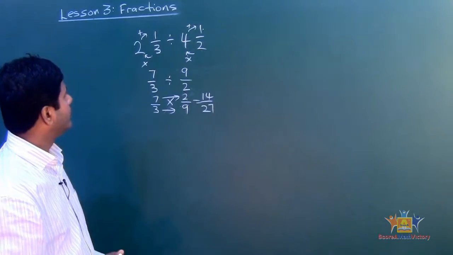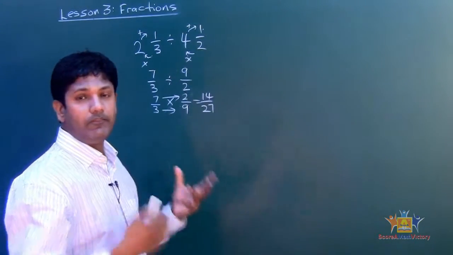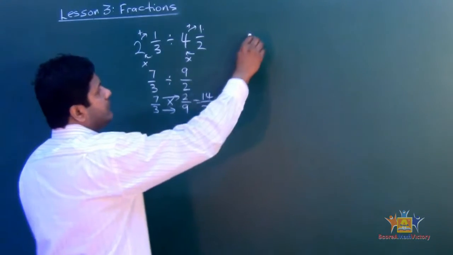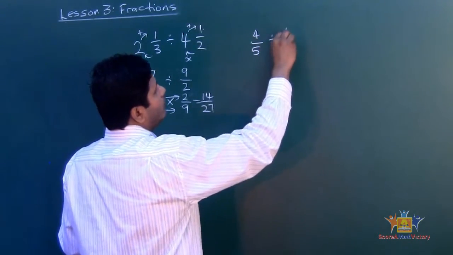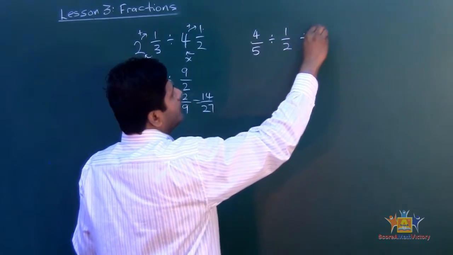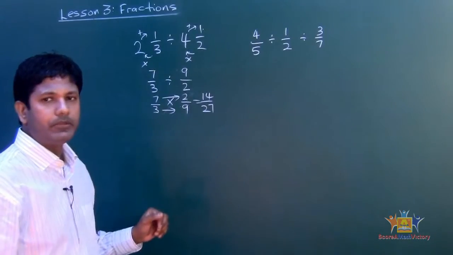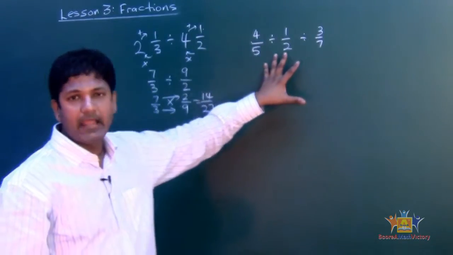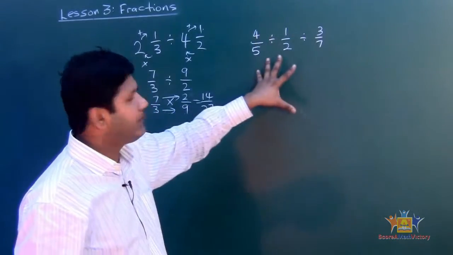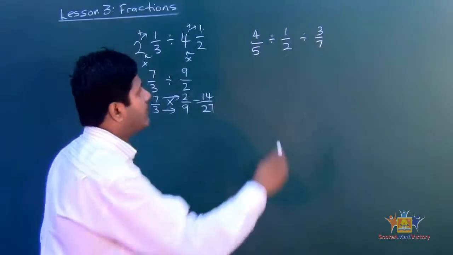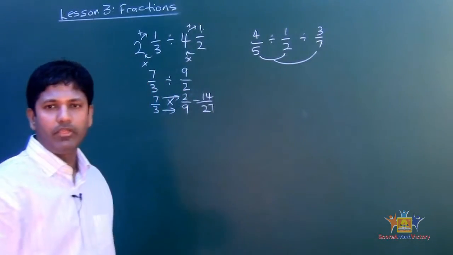Alright? Okay, good. Now let's look at it when you have 3 fractions dividing. Let's say for example I have 4 over 5 divided by 1 over 2 divided by 3 over 7. In this case, can I rearrange them? No, you cannot rearrange them. You got to keep it the way it's given. You pair them up this way, first 2 and then with the third one.